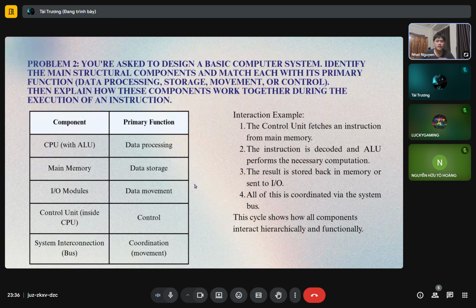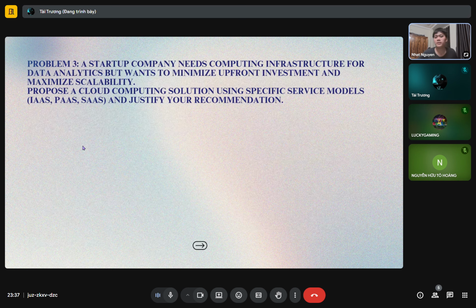Interaction example: the control unit fetches an instruction from main memory. The instruction is decoded and the ALU performs the necessary computation. The result is stored back in memory or sent to the I/O. All of this is coordinated via the system bus. The cycle shows how the components interact to provide functionality. And now we move to problem 3.